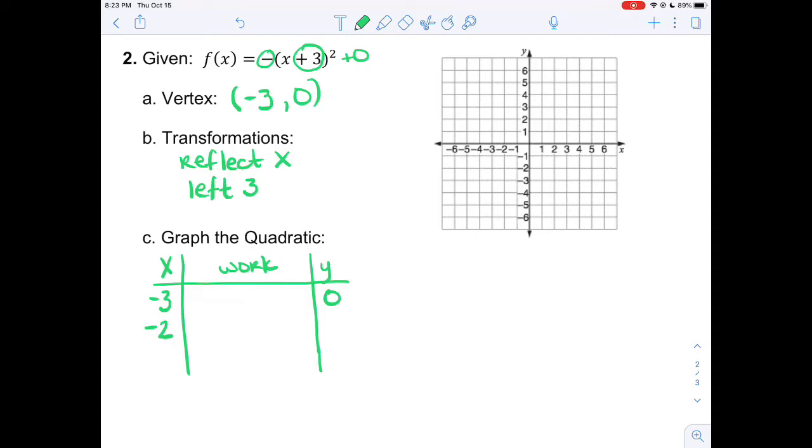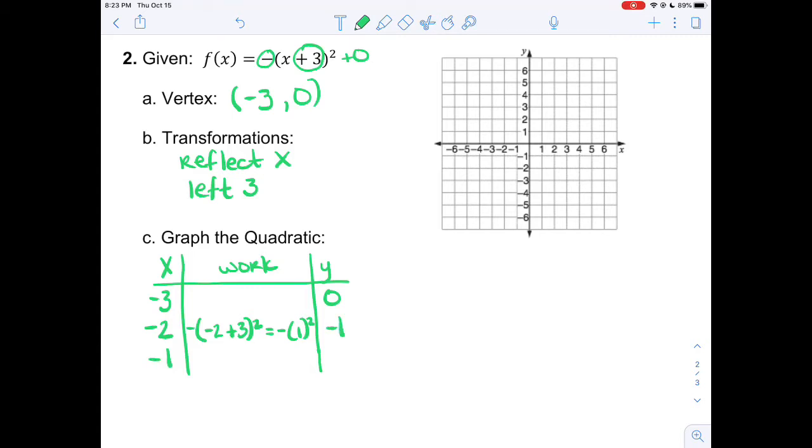And so I want to plug a value of negative 2 into this equation. Everywhere that I see x, I'm going to plug in a negative 2. So I'm going to say negative times the quantity of negative 2 plus 3 squared. And if I simplify what's in parentheses, negative 2 plus 3 is going to give me a positive 1. So this is a positive 1 squared, but then tack a negative onto it. So my final value is a negative 1.